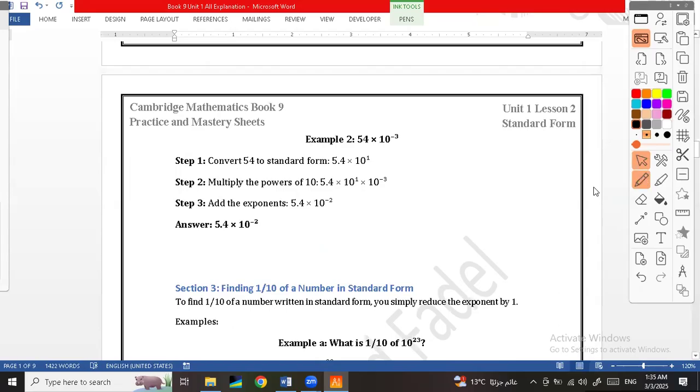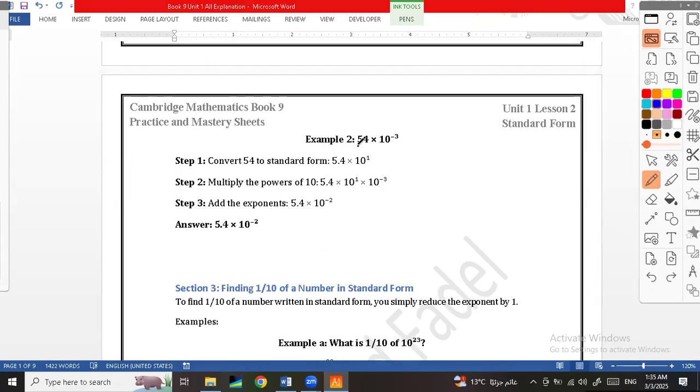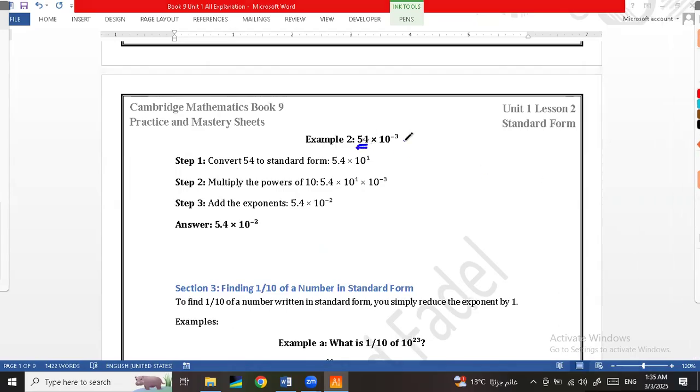Here, 54 times 10 to the power of negative 3. Well, we need first to make 54 in the standard form. So convert 54 to standard form. It's 5.4 times 10, which is 10 to the power of 1. Definitely, we do not write the 1, but I'm writing it now just to show you and to help you imagine what is happening in a better way.